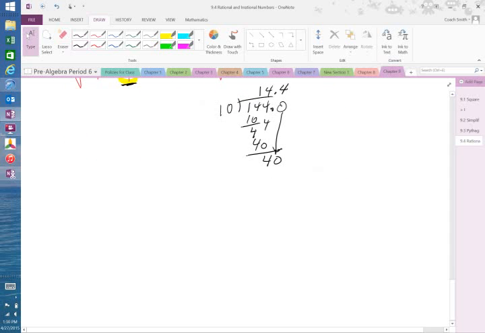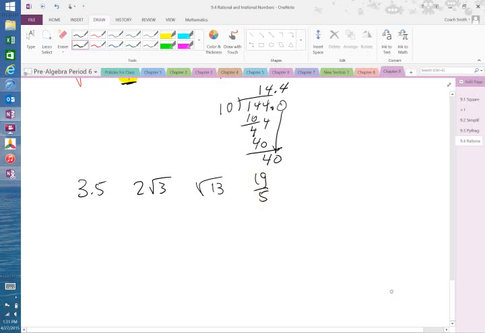All right, now let's say we had to order these numbers. 3.5, 2 times the square root of 3, square root of 13, 19 over 5. Wow, they gave me a whole host of them here. 3 1/4, square root of 8. They want us to order those from least to greatest. Okay, so I'm going to get them all in decimal form.